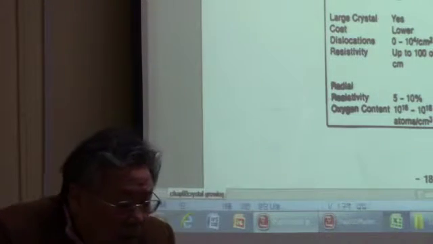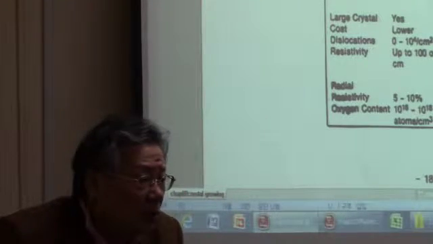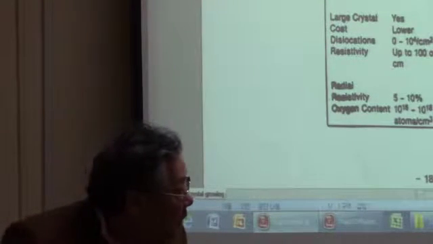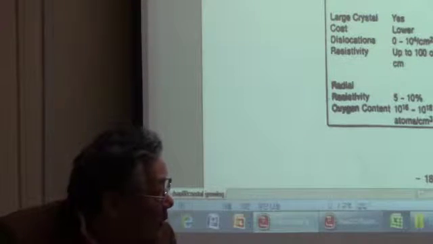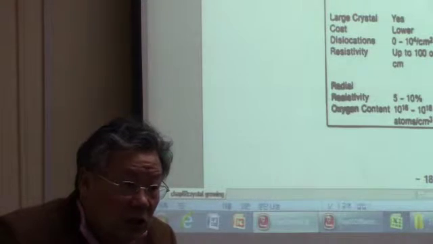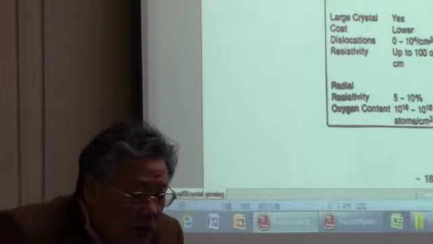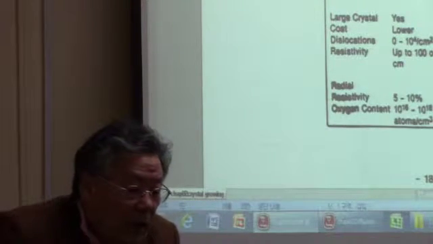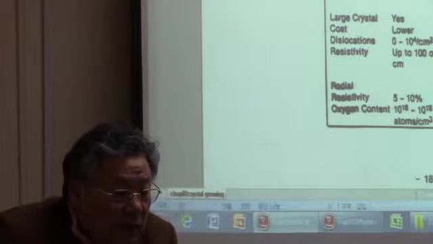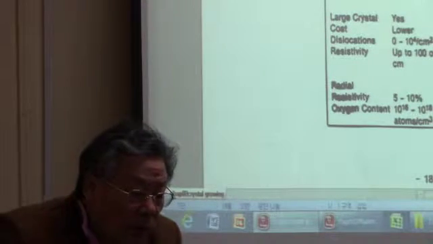So so far, we are making 6-inch at most with the float zone technique, while in Czochralski we have 300 millimeters, which is about 12-inch. Okay, so it's pretty different. Czochralski is much cheaper, and also the defect density, you should say, in Czochralski is relatively lower than the float zone.